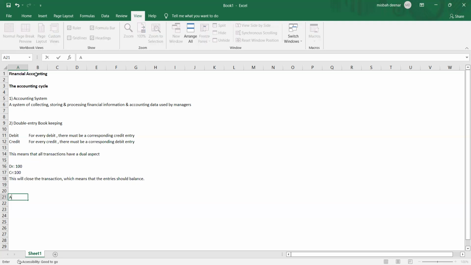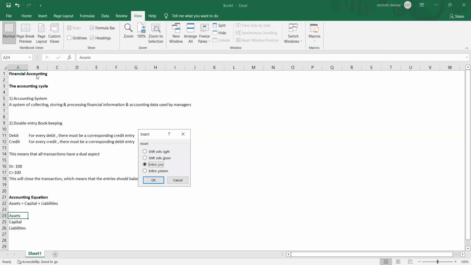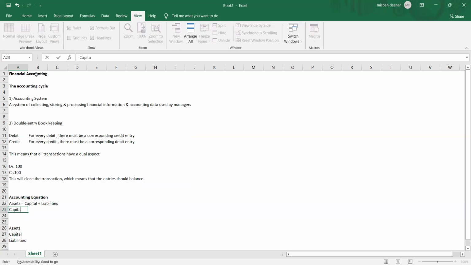Now moving on to the accounting equation. What is the accounting equation? It is assets equals capital plus liabilities. In every company, there are assets, there is capital which is invested to start the business, which we say is share capital, and then there are liabilities. We can write this equation in any format. For example, capital equals assets minus liabilities, and liabilities equals assets minus capital.